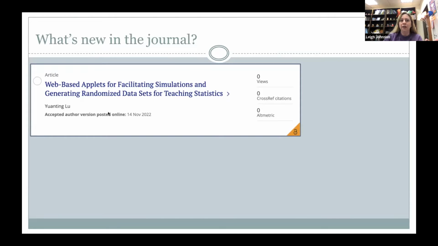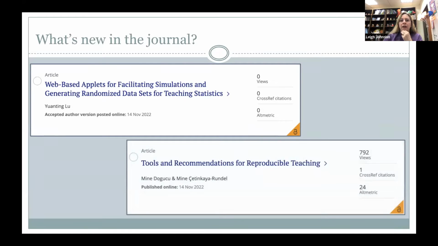But they also developed, Yunting Liu developed some using Shiny, specifically for doing some surveys and generating randomized data like we get from online homework systems. And has provided all of the code that they use to do that. So if you're interested in using applets and that kind of thing in your classes, that might be a good one to check out.